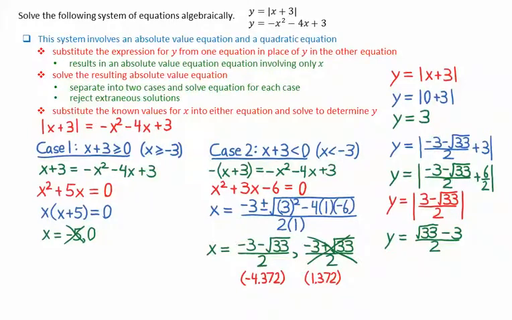We then have two solutions for this system. The first one, (0, 3), and the second one, ((negative 3 minus root 33) over 2, (root 33 minus 3) over 2).